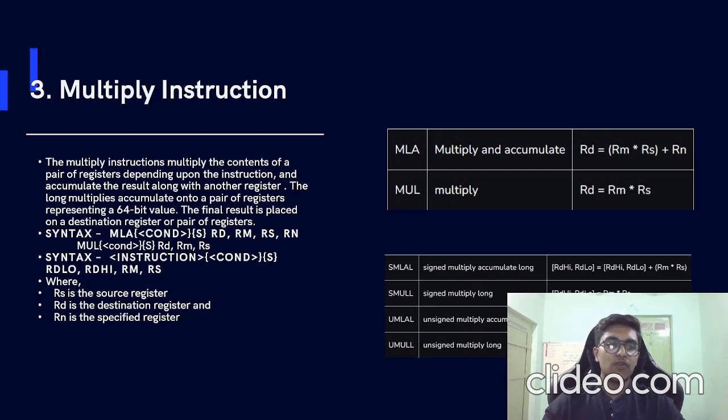The syntax is as follows, where RS is the source register, RD is the destination register, RN is the specified register. The operations are MLA, that is multiply and accumulate, and the syntax is as follows. MUL stands for multiply, which deals with simple multiplication of two values, which is going to be stored in the specified register. Following these are SMLAL, that is signed multiply accumulate long. SMULL stands for signed multiply long, and UMLAL stands for unsigned multiply accumulate long. UMULL stands for unsigned multiply long values.